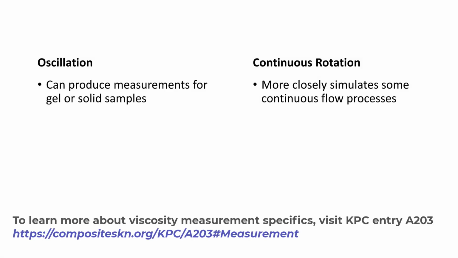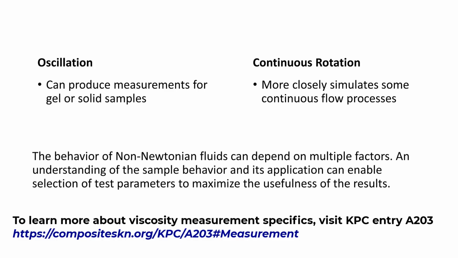Two ways to measure viscosity are by continuously rotating the upper plate or by oscillating it back and forth. Oscillatory movements can provide insight into the behavior of a solid material or resins that have gelled, but since we are testing liquid resin in the context of liquid composite processing, we will rotate the plates continuously to more closely replicate continuous flow of resin through a medium.